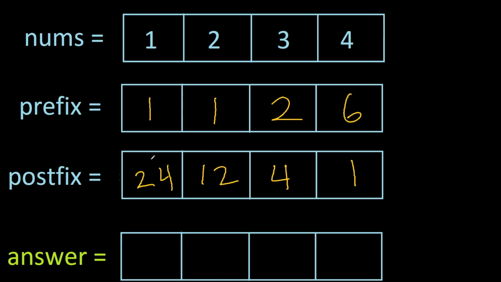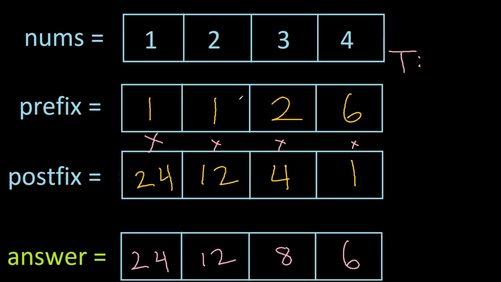So in order to find what to put into the corresponding indices for answer, we are simply going to multiply these two. So the prefix by the postfix. So 1 times 24 is 24. 1 times 12 is 12. 2 times 4 is 8. And 6 times 1 is 6. And that is your output answer.